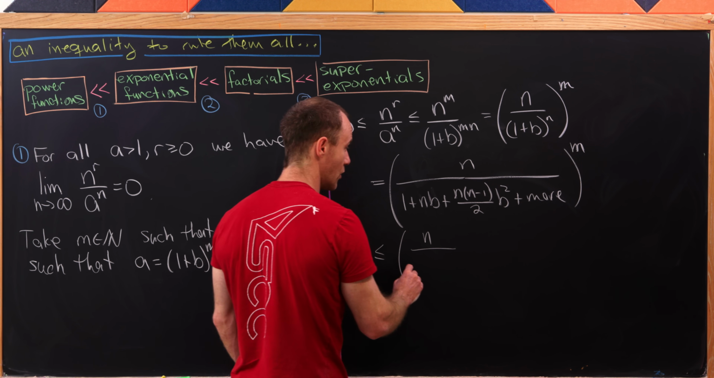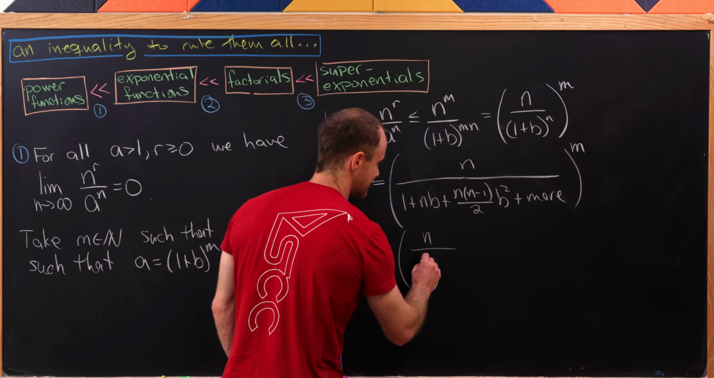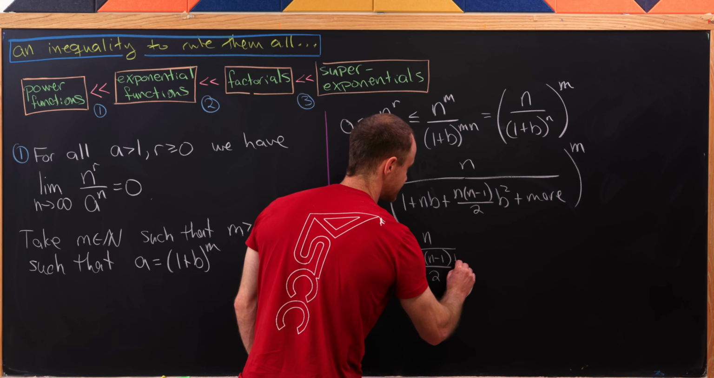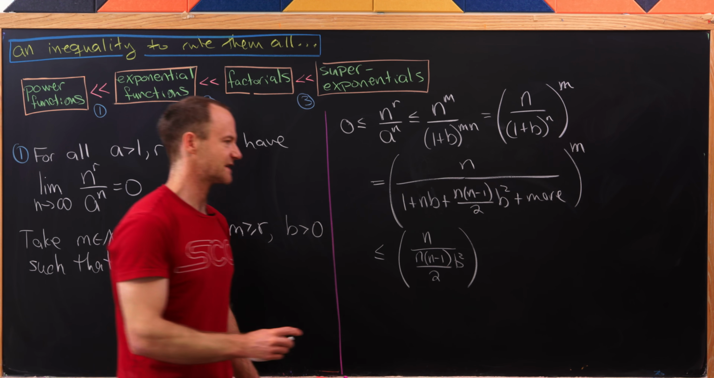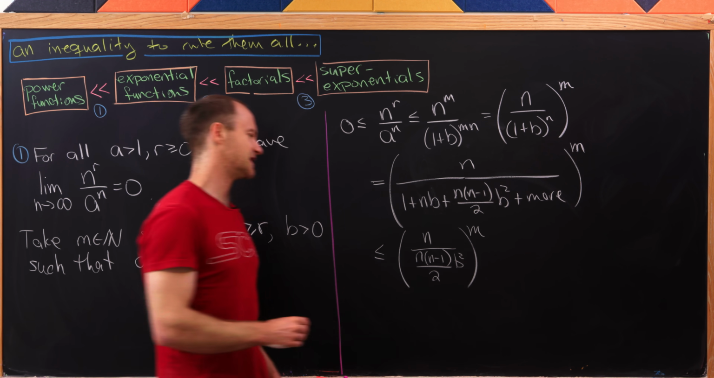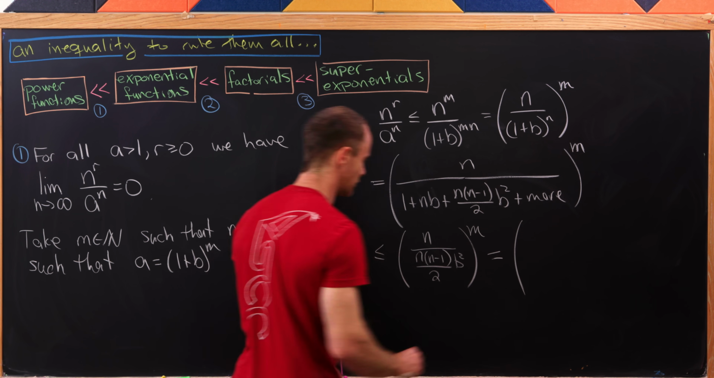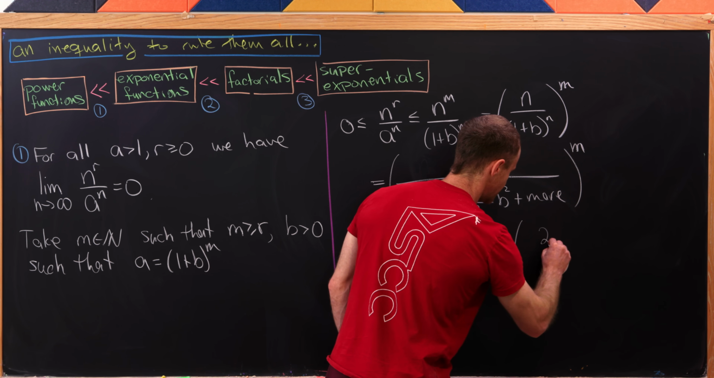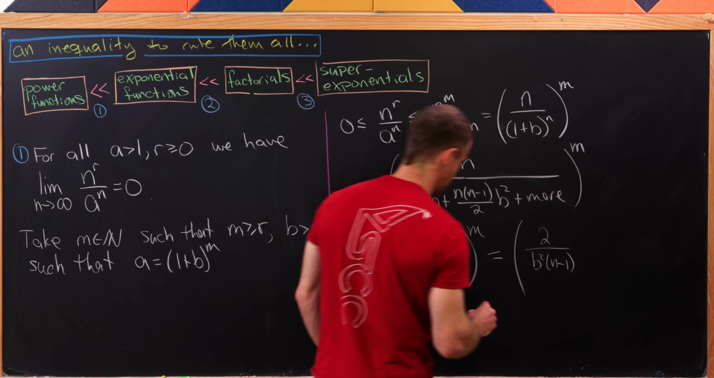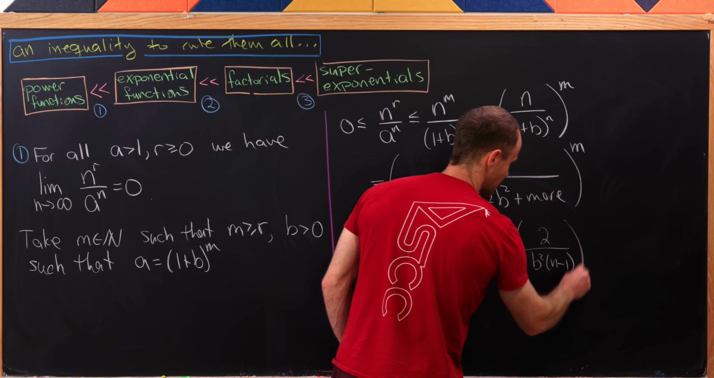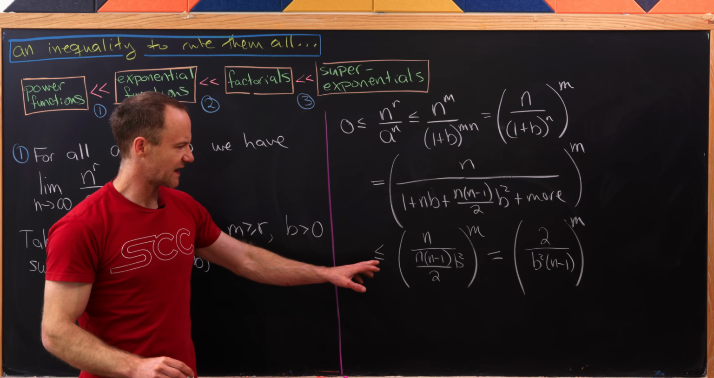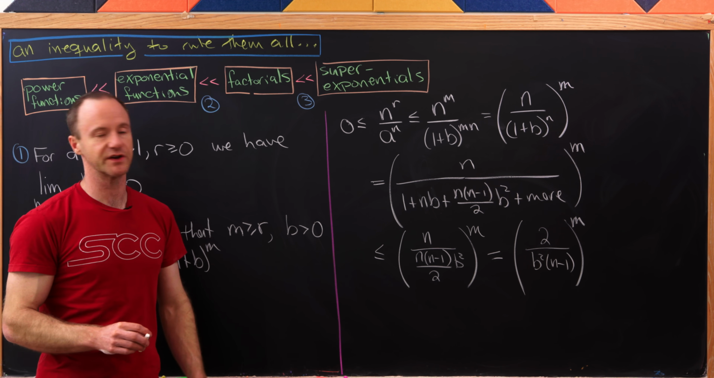So we have n over, so now this will be, let's see, n times n minus 1 over 2 times b squared. And that's all raised to the m power. But now we can do a bit of simplification here. This is going to be equal to, let's see, we'll have 2 over b squared times n minus 1. And then that's all raised to the m power. And notice some stuff canceled, like this n and this n canceled, but I think we're good to go there.